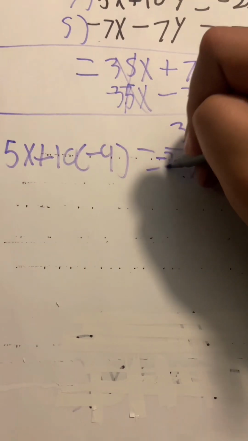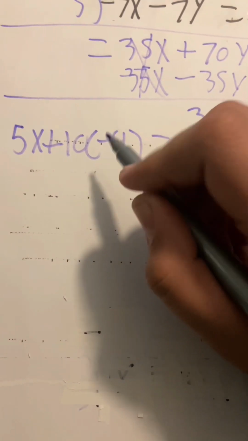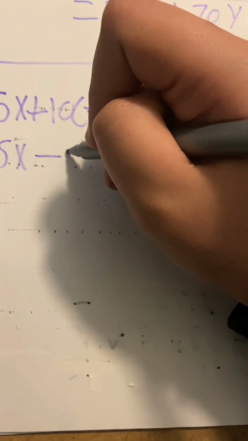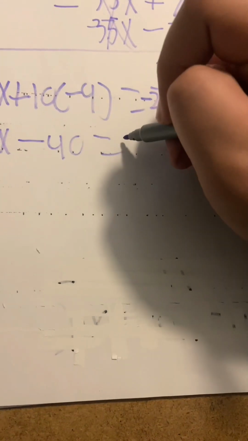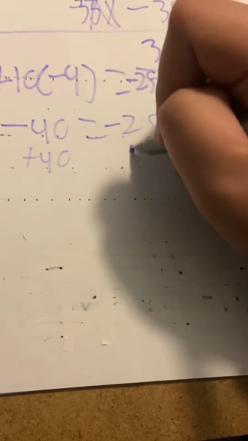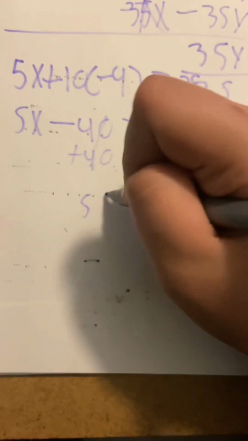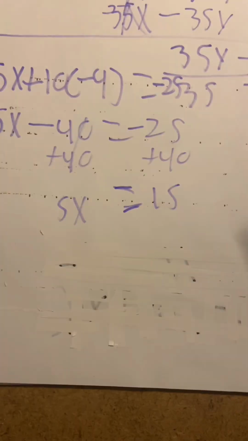Your equation will be 5x plus 10 times negative 4 equals negative 25. So now you multiply the 10 and the negative 4 because y equals negative 4, so you multiply them. So now your equation would be 5x minus 40 equals negative 25. So you have to add 40 to cancel out the 40 on one side. So whatever you do to one side, you do to the other. So you add 40 to the negative 25. So it'd be 5x equals 15.